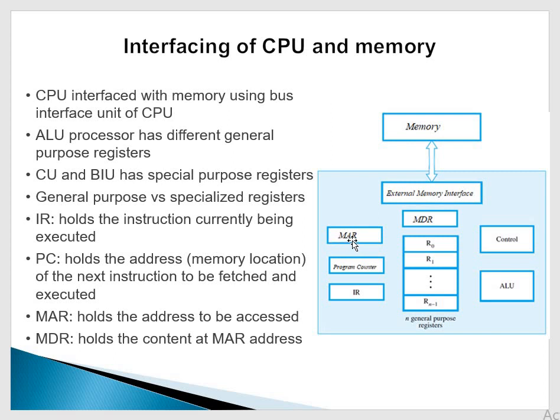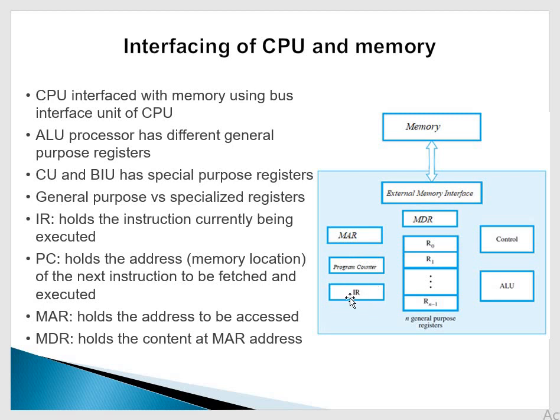The MAR, which is the memory address register, is used to store the address of the external memory or IO from where we want to fetch either the opcode or the operand. The program counter is a special purpose register which is used to store the address of the next instruction. Whatever instruction is currently being executed by the processor, the address of the instruction which has to be executed after the current instruction is stored by the program counter.